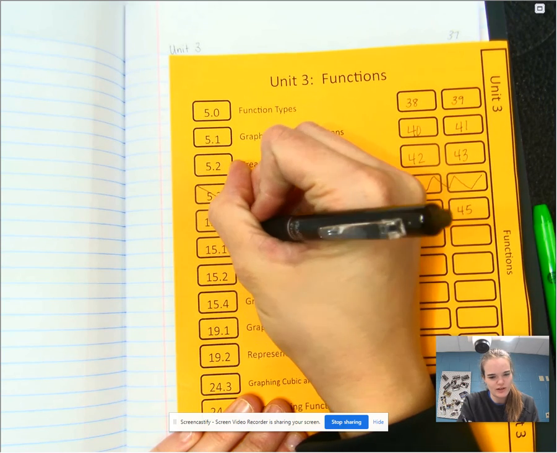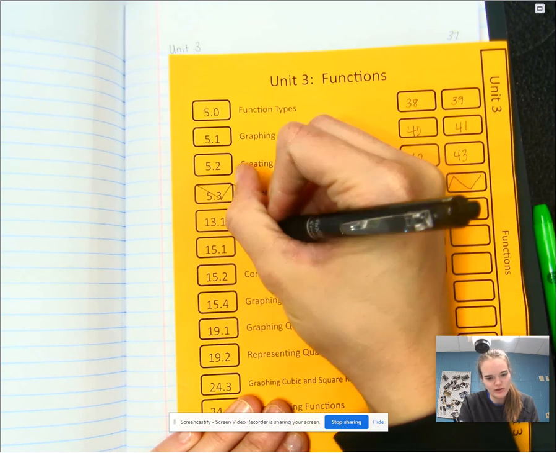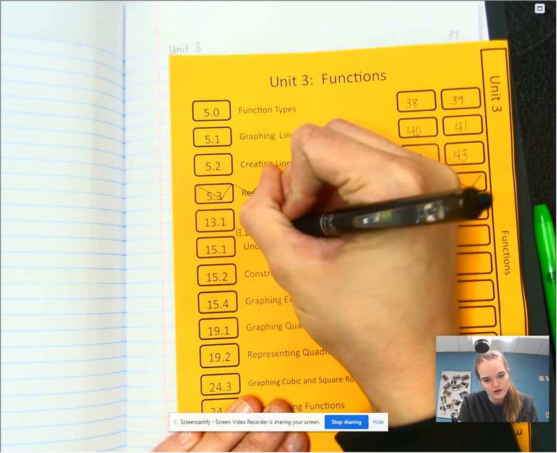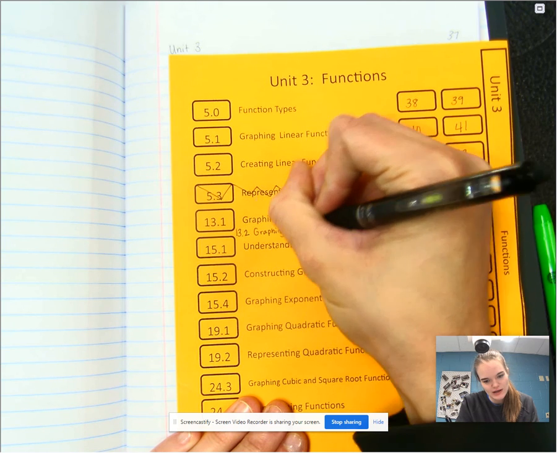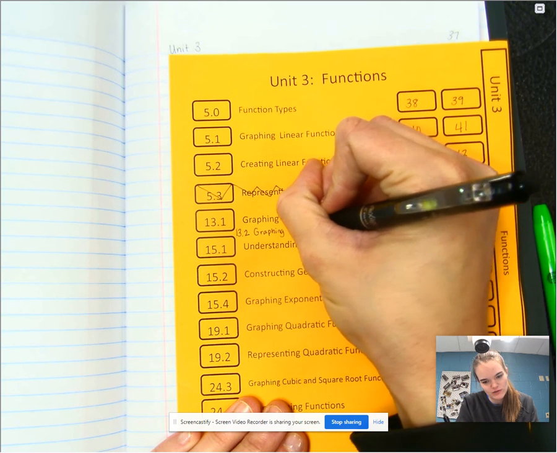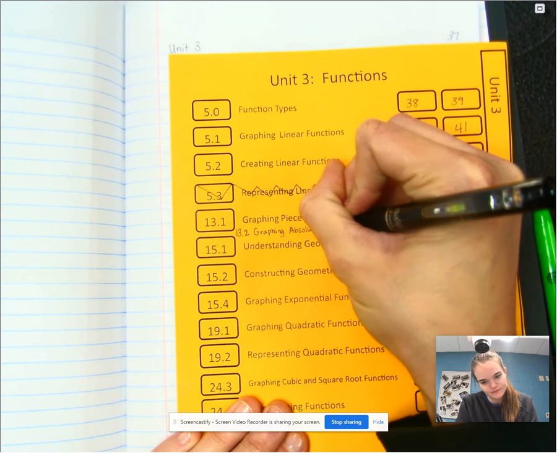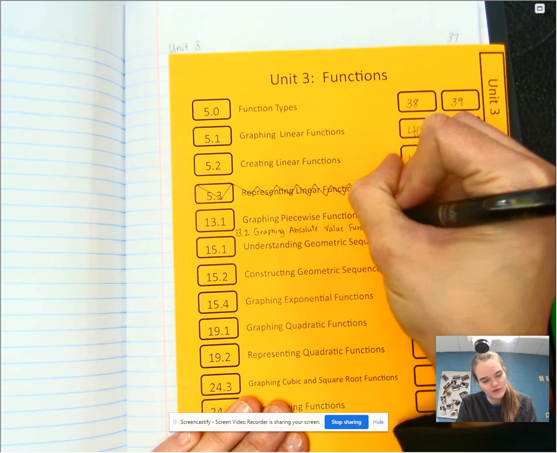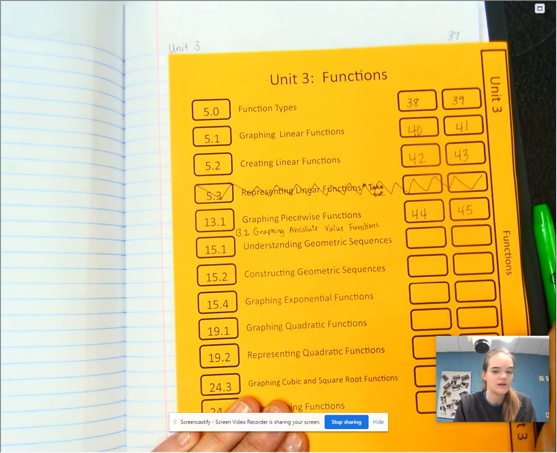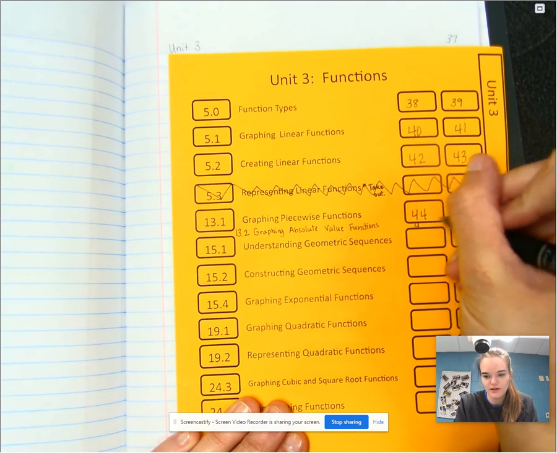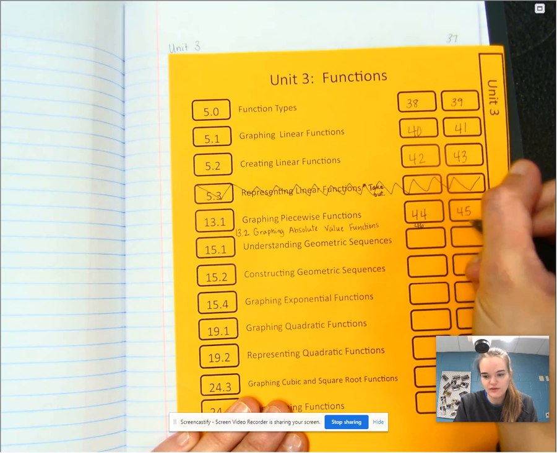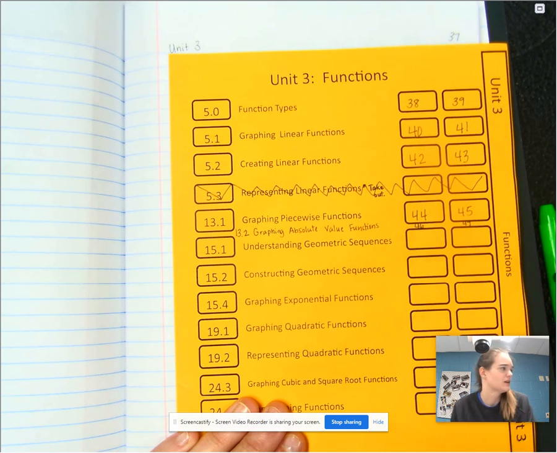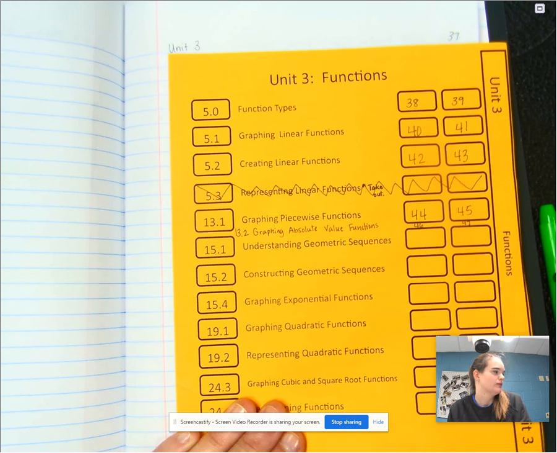There's another one that goes right here that I've forgotten, and that's 13.2, graphing absolute value functions. So we're going to add that one in. That's what we're doing today and tomorrow, and that is 46 and 47. I can't believe I forgot one like that, but oh well. I did. Alright, so we're going to talk about graphing absolute value functions.